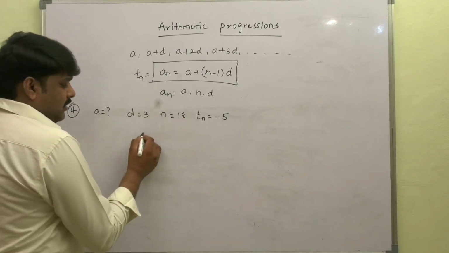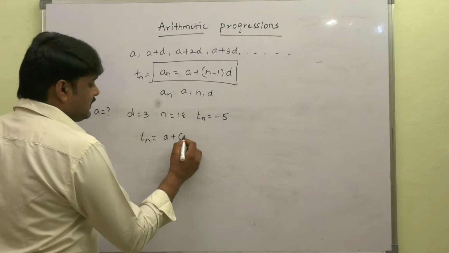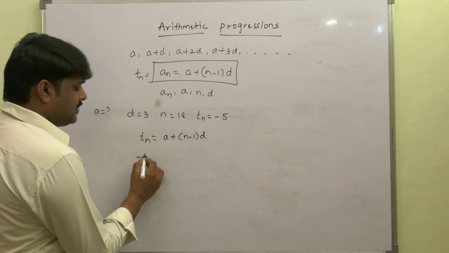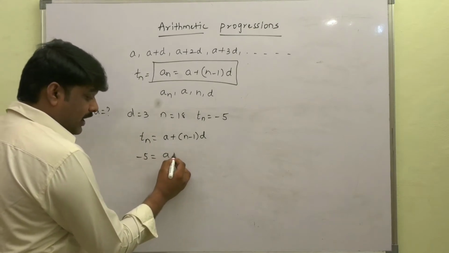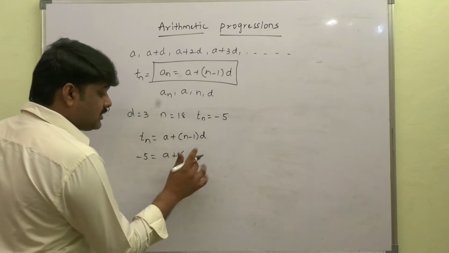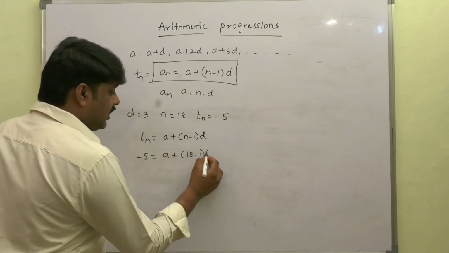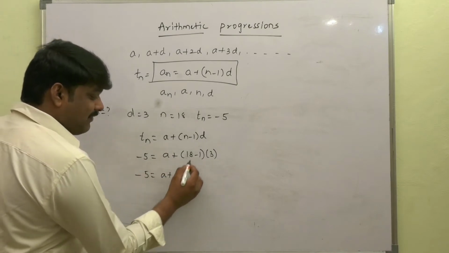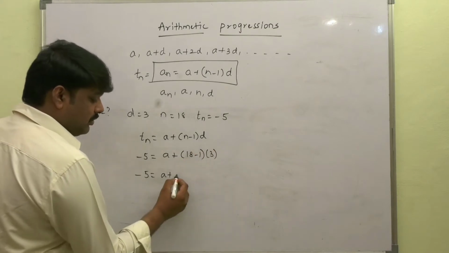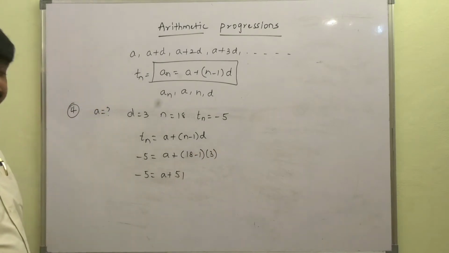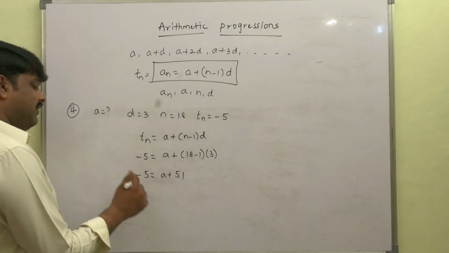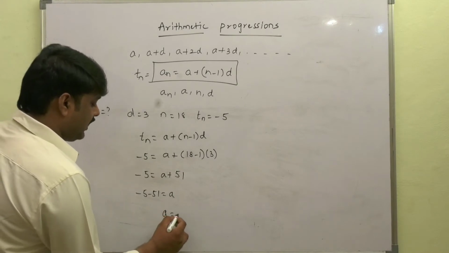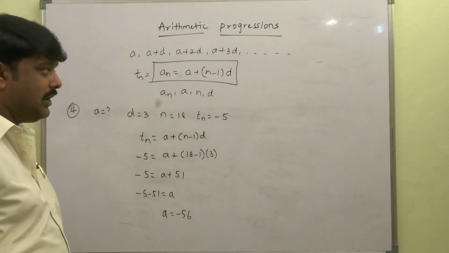Okay, 4 parameters again. Tn equals a plus n minus 1 of d. Tn value is minus 5, a value we need to find out, n value is 18, minus 1, into d it is 3. Minus 5 equals a plus 17 into 3, 18 minus 1 is 17, 17 into 3 is 51. Now if we take a plus 51 to the left side, it becomes minus 51. Hence the value of a is minus 51 minus 5.